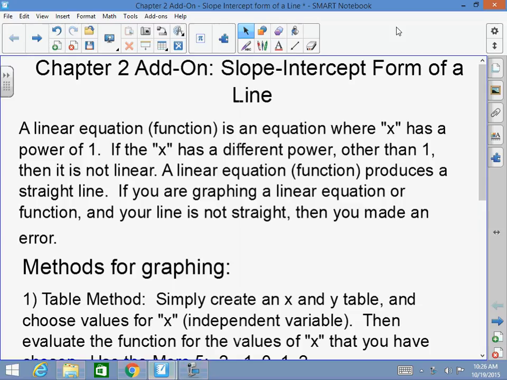Welcome back to Mr. Morrill's Algebra 2 class. Today we're going to talk about slope-intercept form of a line. I'm going to show you guys how to graph a linear equation without ever having to make a table ever again, ever. Okay, which is kind of cool.